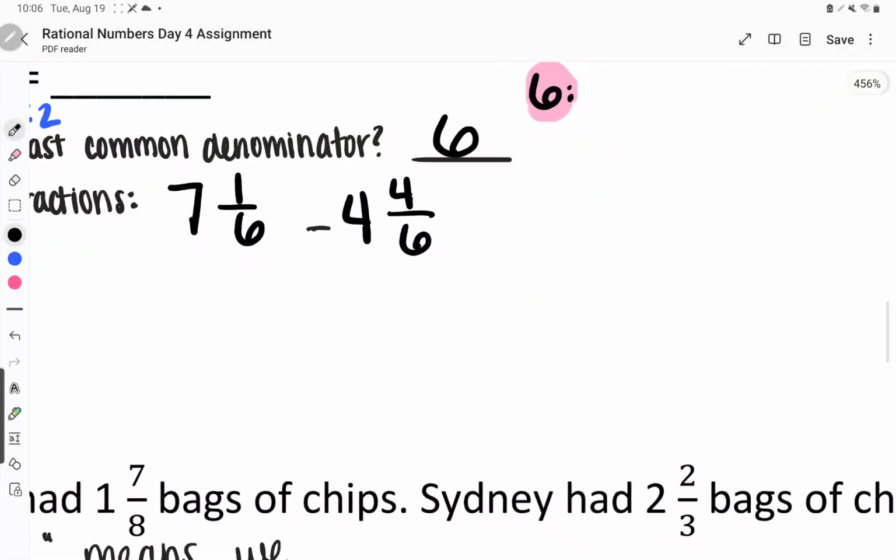Now, if we take a look at our fractions, I would have to do 1 minus 4. I can't do 1 minus 4. It's going to give me a negative number, right? So we have two options here. We can either regroup or we can do the Texas method. I'm going to teach you guys how to regroup.